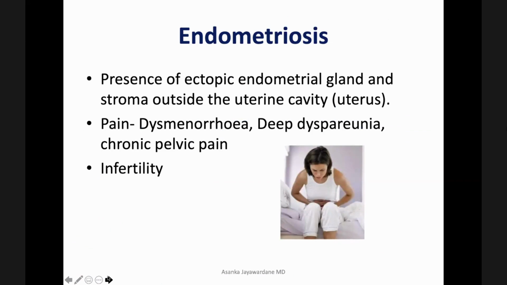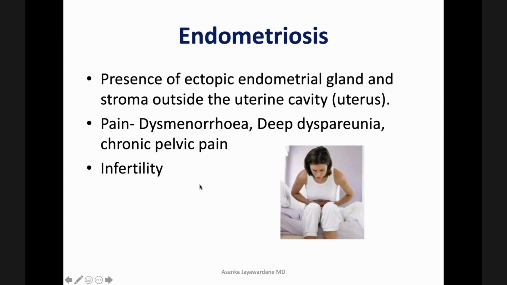However, whenever there is endometrial tissue in other places apart from the inner lining of the uterus, there come problems, and endometriosis and adenomyosis are both related to these problems. We will leave adenomyosis as a separate topic for a different day, and concentrate on endometriosis. So presence of ectopic endometrial gland and stroma outside of the uterus basically will be endometriosis. Within the muscle of the uterus will be adenomyosis.